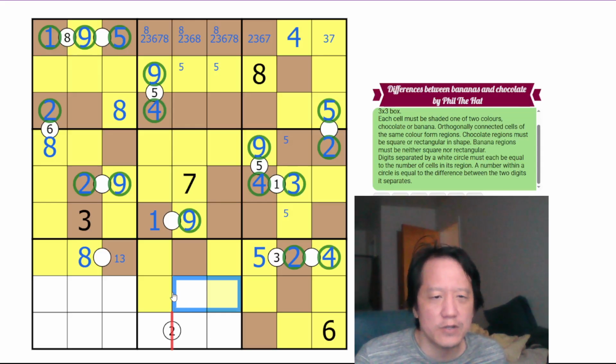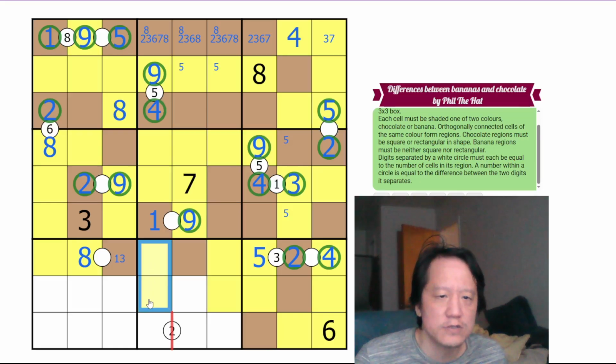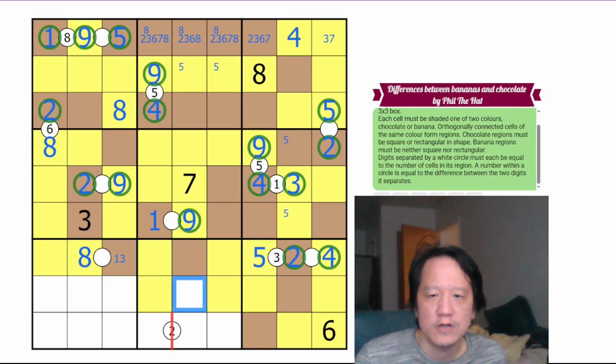This cannot be yellow here because then that would connect to this part here, and that's not size 5. So this must be brown, which makes this yellow. This is all 5 yellow, so that's done. This is brown then, which makes this yellow. So that's done as a region.